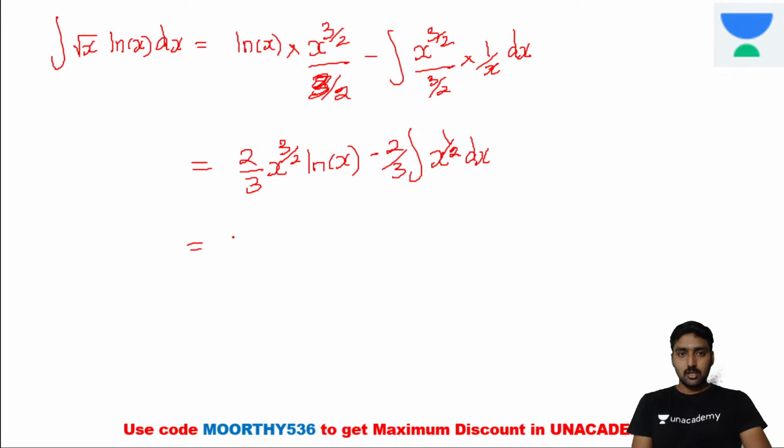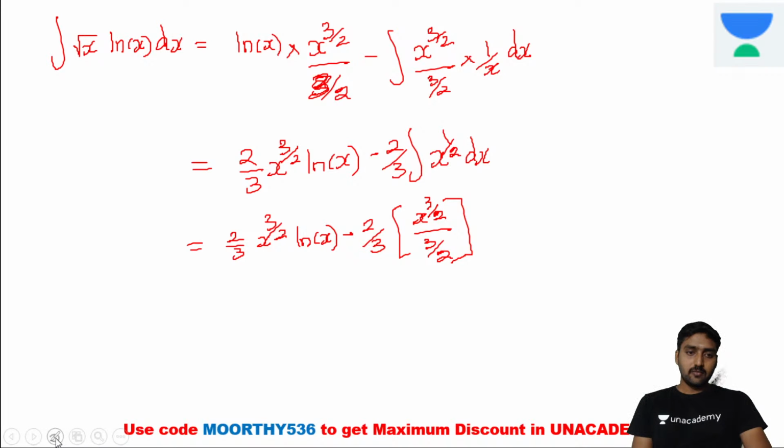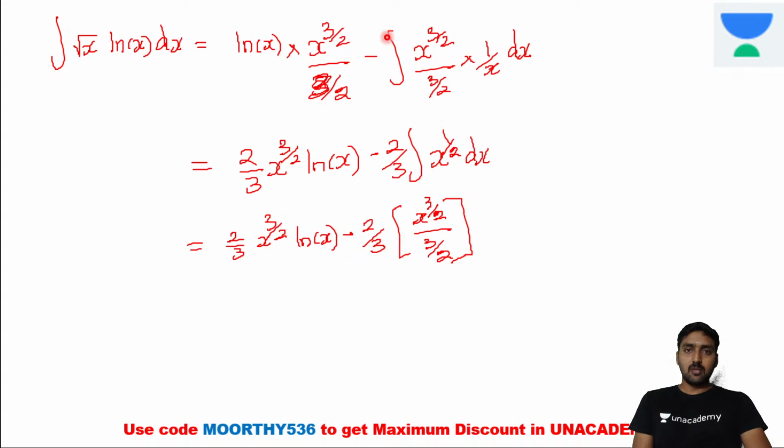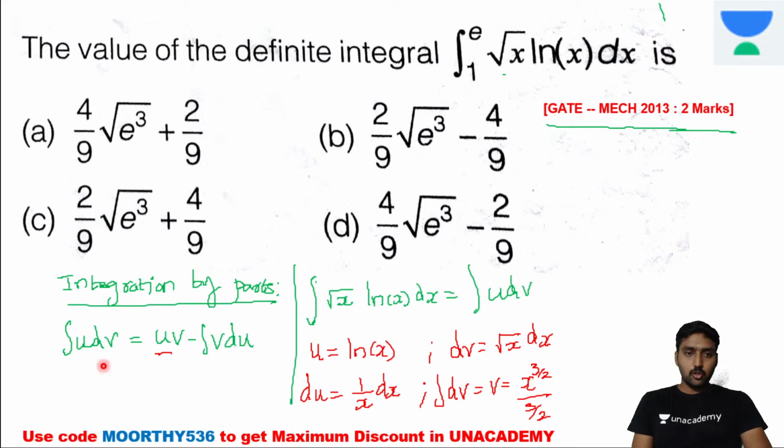Now do the integration. It's 2 divided by 3 x power 3 divided by 2 logarithmic of x minus 2 divided by 3 into x power 3 divided by 2 divided by 3 divided by 2. Here we should not apply the limits, because here the function itself is a formula. The formula itself gives us the integration. So for the given function, integral of u into dv is equal to uv minus integral of v du. So this is the solution for this indefinite integral.